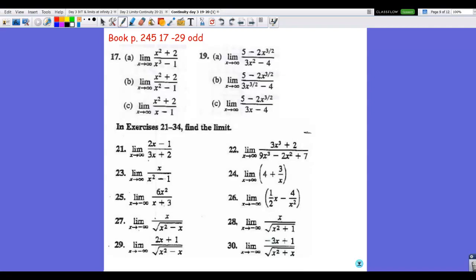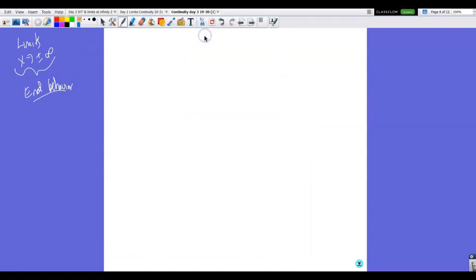This is the homework from page 245, 17 to 29 odd. And in this section, I just want to remind you that we are working on limits as x approaches either positive or negative infinity. And I want to remind you that literally that is about the end behavior of a function. So we're either looking for right or left end behavior. And I'm going to take a look at these particular items.